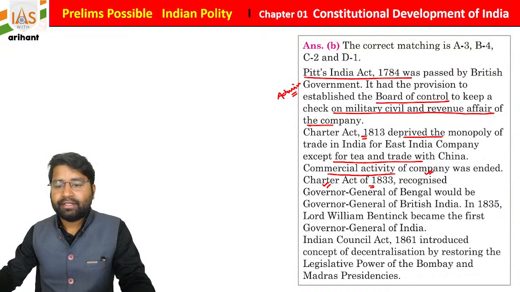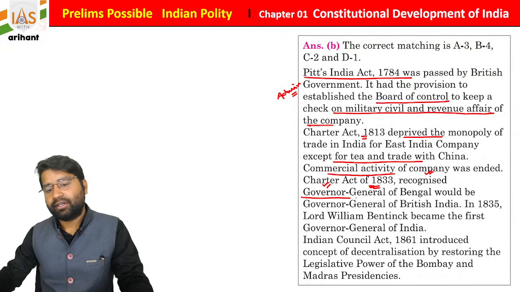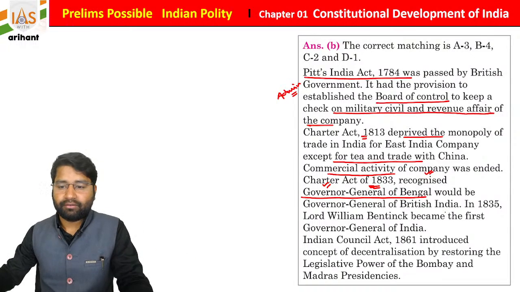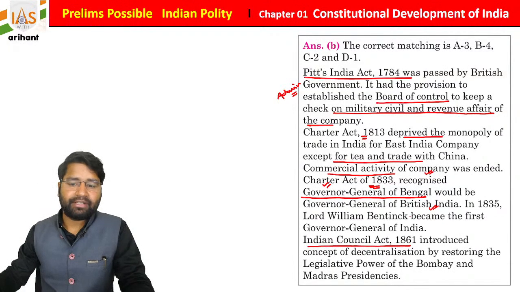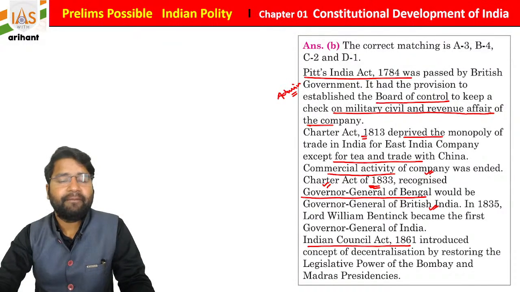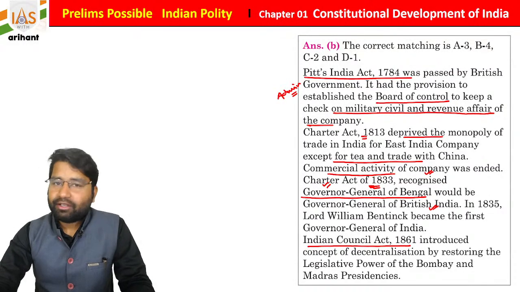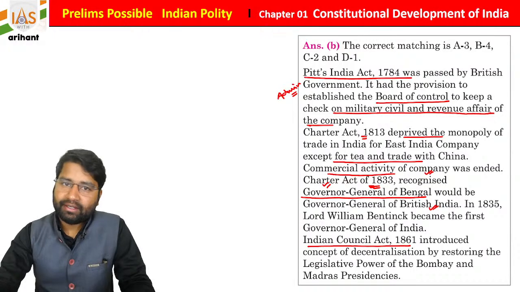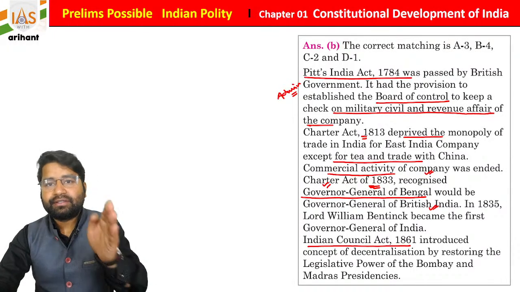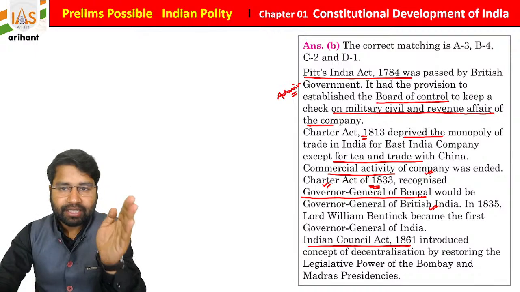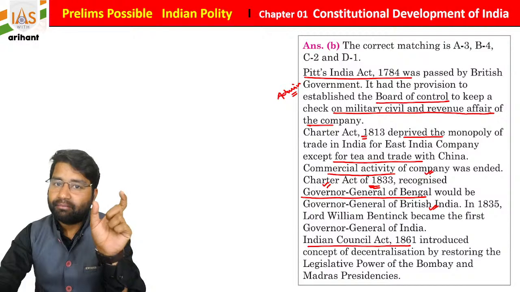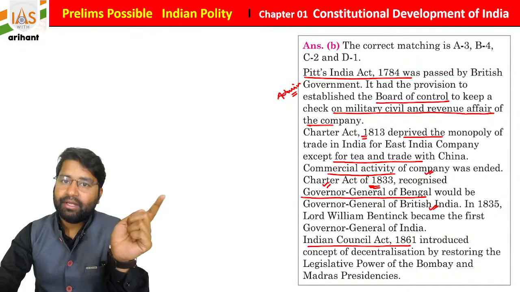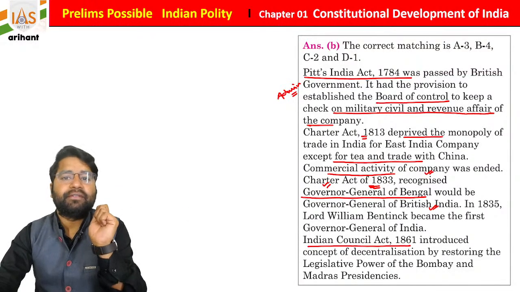And there is the Charter Act 1833 that recognized that the Governor General of Bengal would be the Governor General of India. And students, 1861 introduced the concept of decentralization by restoring the legislative power of the Bombay and Madras provinces. I hope you understand the concept. We already discussed that this is topic 1. In chapter 1 there are 2 important topics: constitutional development before 1858 and constitutional development after 1858.